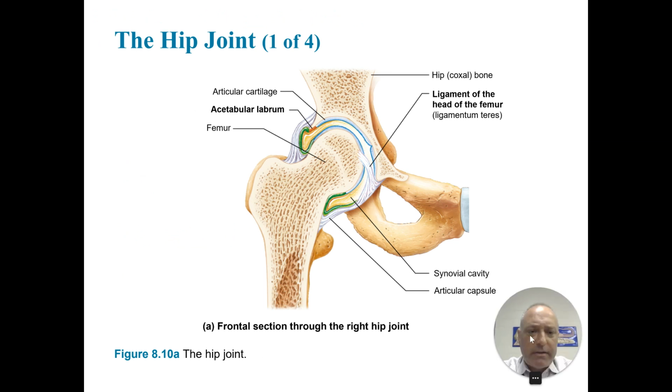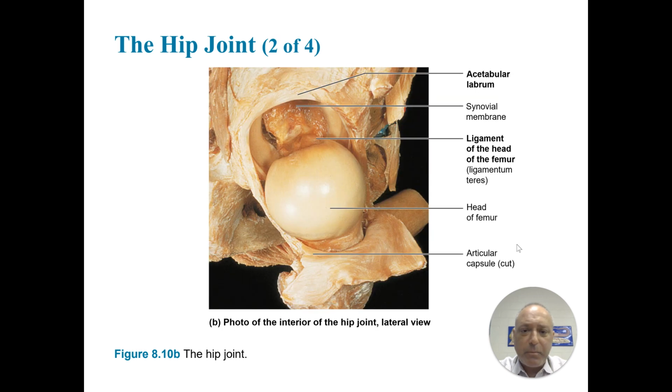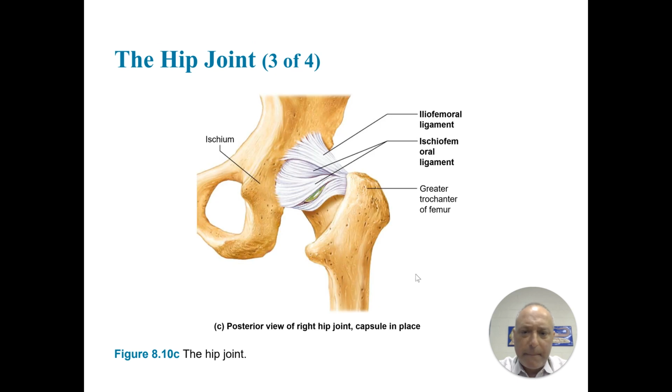So here is an example of the hip joint. We've got the femur, the head of the femur, acetabulum here, articular cartilage lining, and then you've got ligaments that cross the joint to give it stability. Okay, cadaveric picture showing the head of the femur, the acetabulum, or the acetabular labrum here, and various ligaments stabilize this joint. This joint is fairly stable.